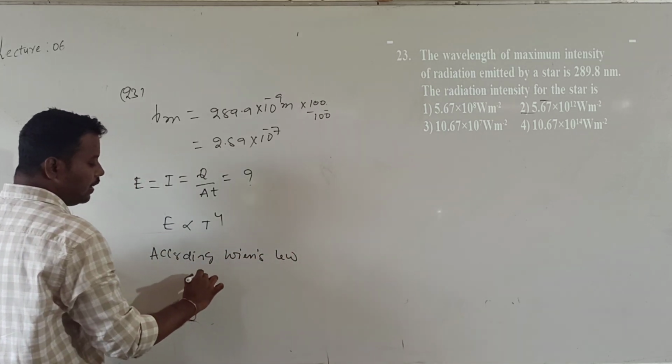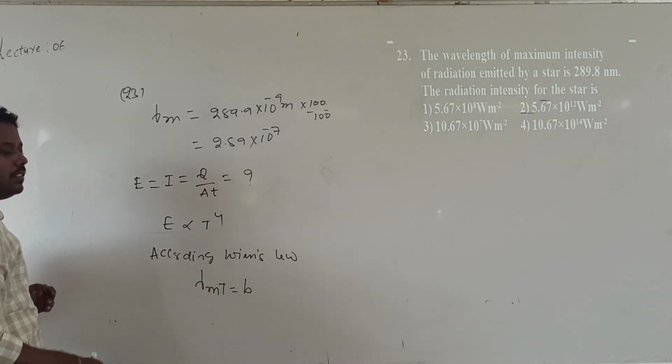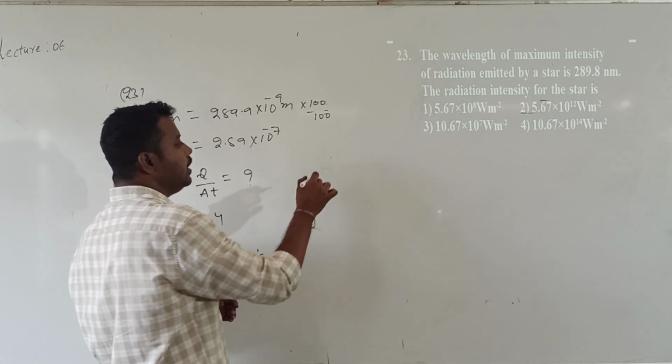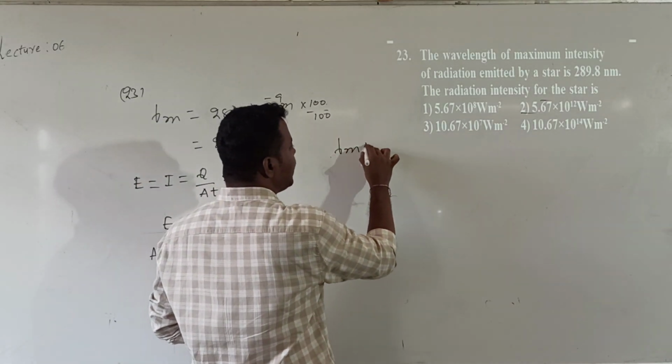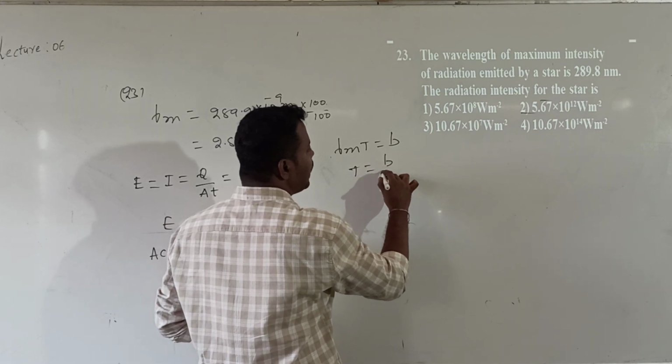So what can we write? Lambda M into T is equal to B, where B is the Wien's constant. So T is equal to B divided by lambda M.